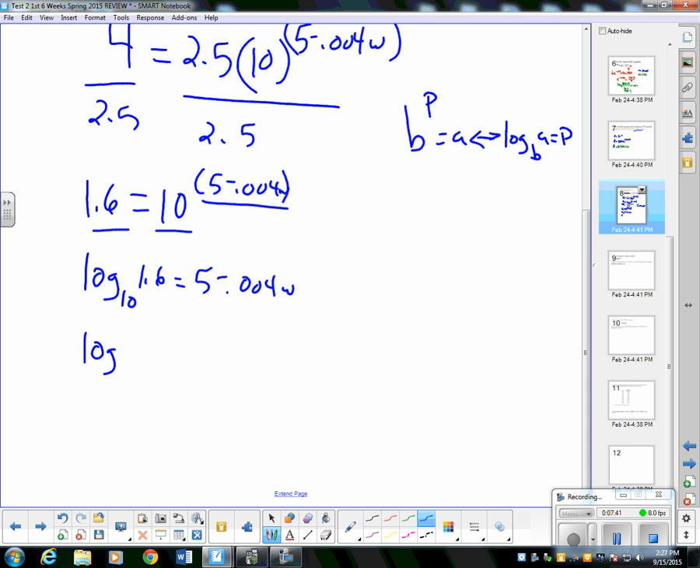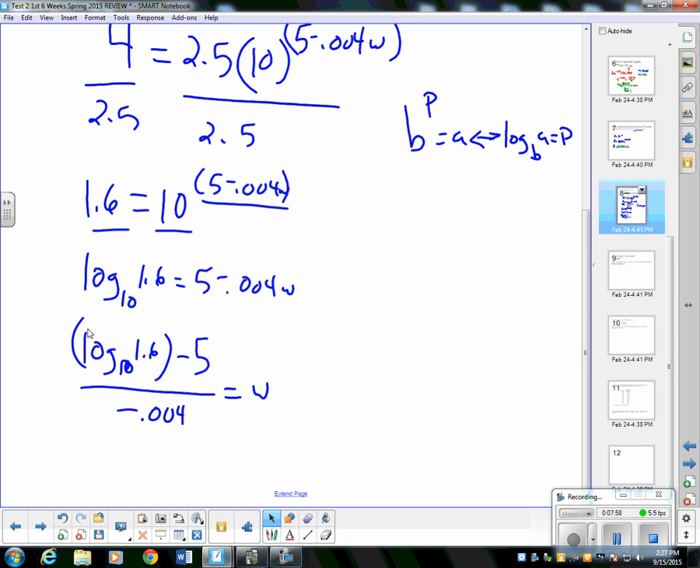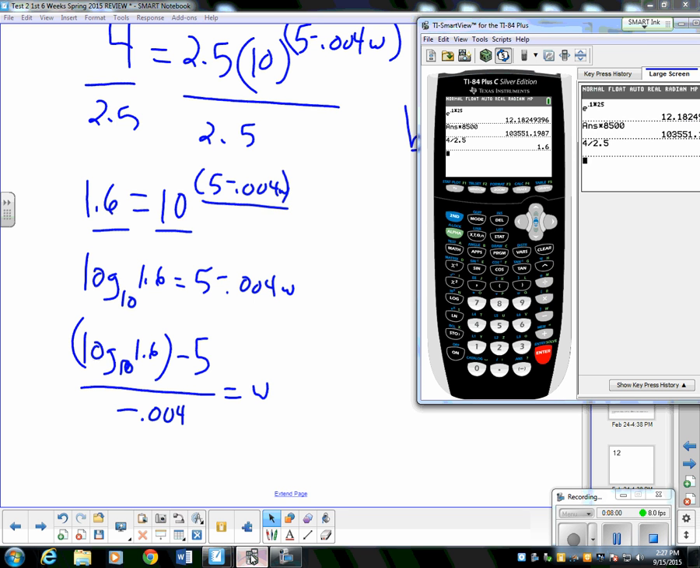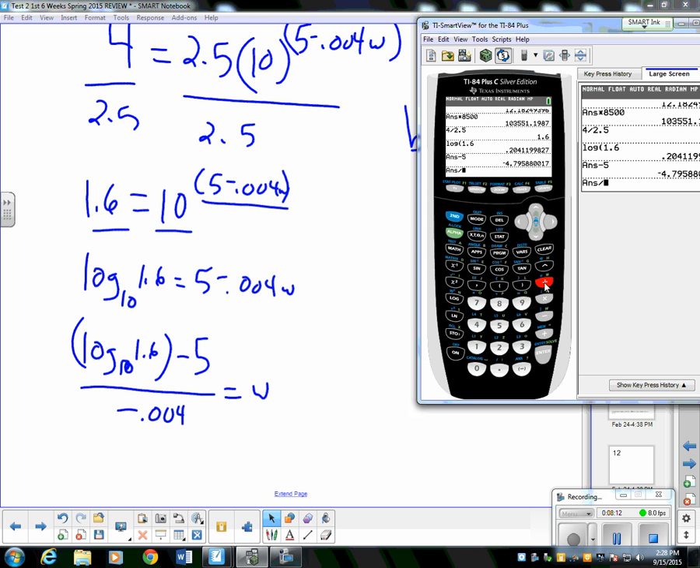Log base 10 of 1.6, and I'm going to subtract 5 from that and divide the whole thing by negative 0.004. It's going to give me W. So now it's just calculator work. And remember, log base 10 of 1.6 is just like saying log 1.6. That's what that number is. I'm going to subtract 5 from it, and I'm going to divide by negative 0.004.